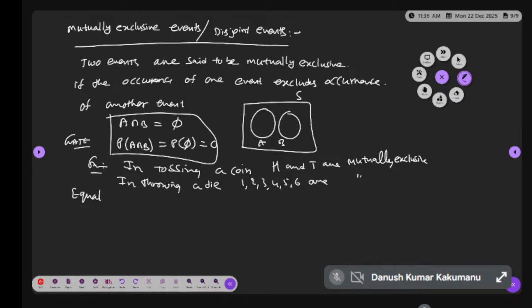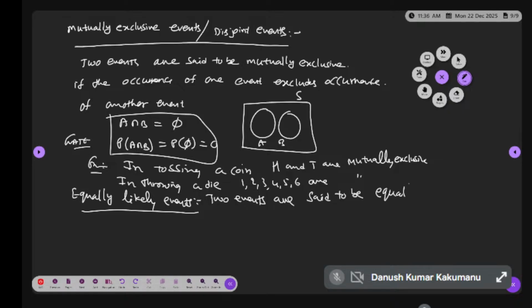Next definition, equally likely events. Two events are said to be equally likely if one event cannot be expected in preference to another event.